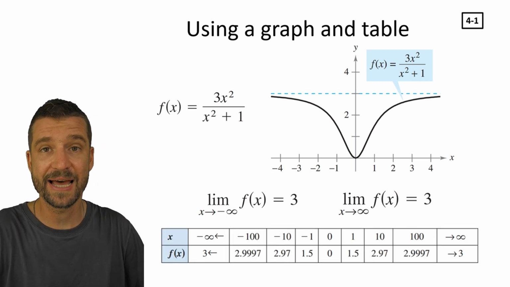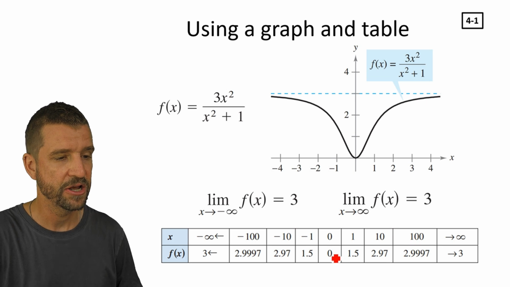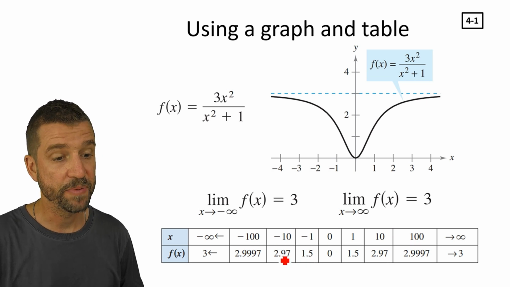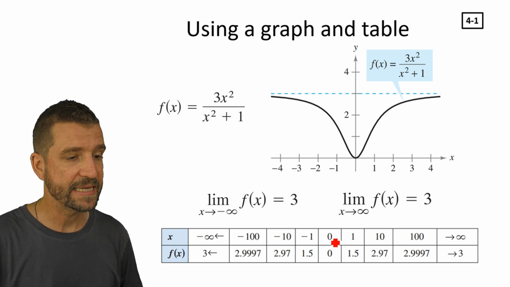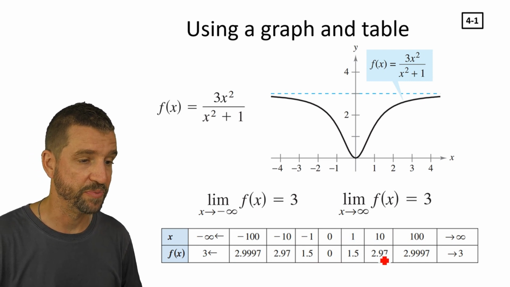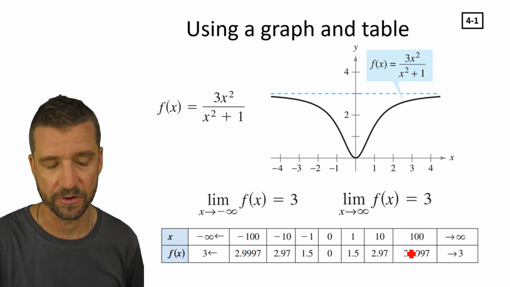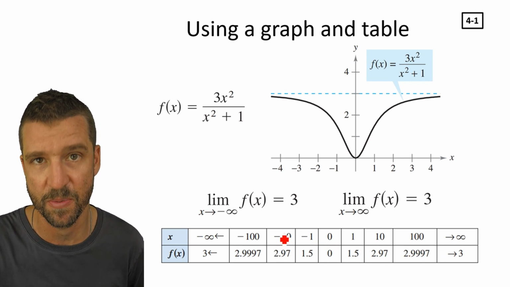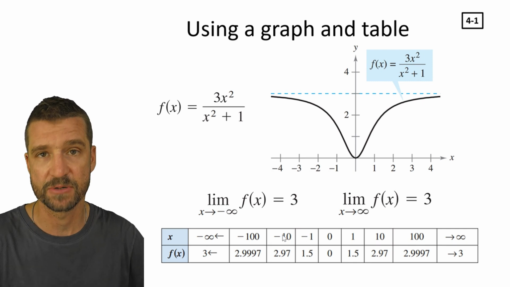And you can also see that in the table. So if you had a table here, you can see that as these negative values get bigger and bigger, you will be approaching 3. And as these positive values get bigger and bigger, you will also be approaching 3, okay? And actually, I should say as those negative values get smaller and smaller, right? As the absolute value gets bigger and bigger.